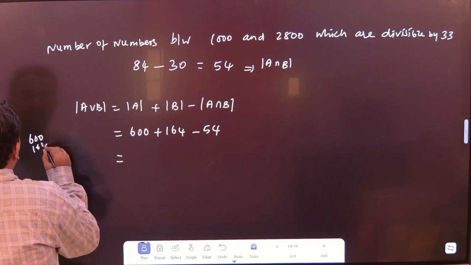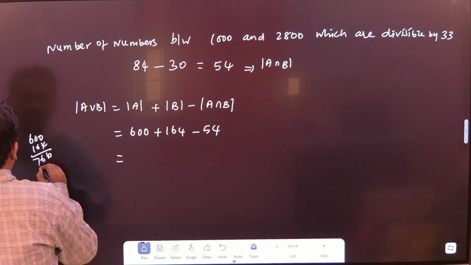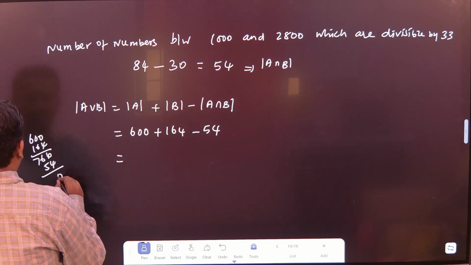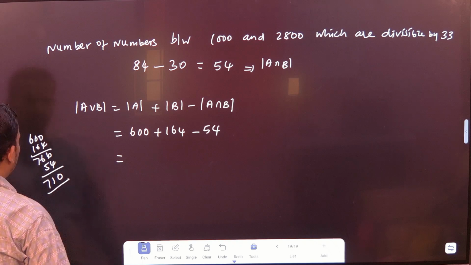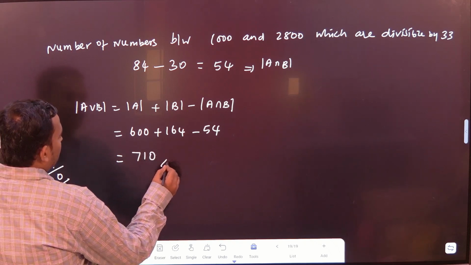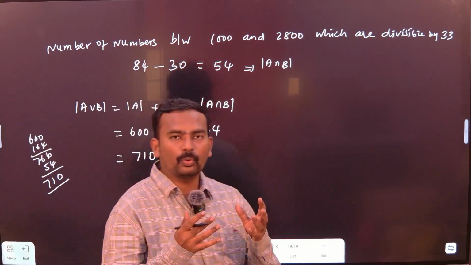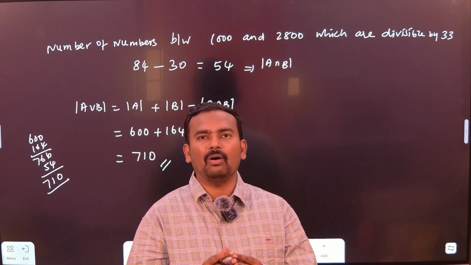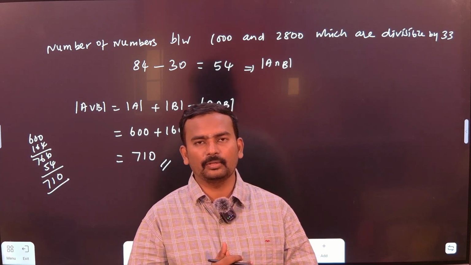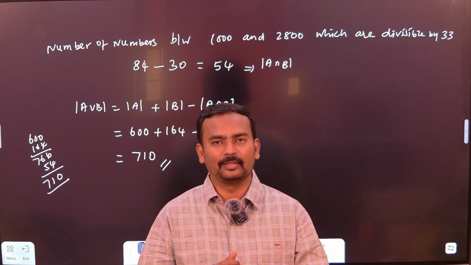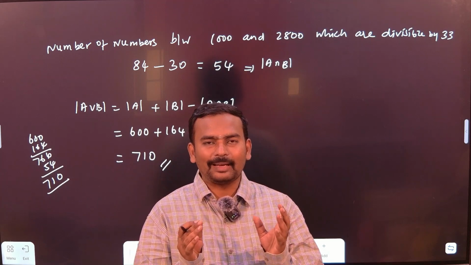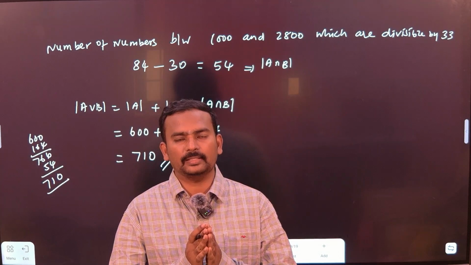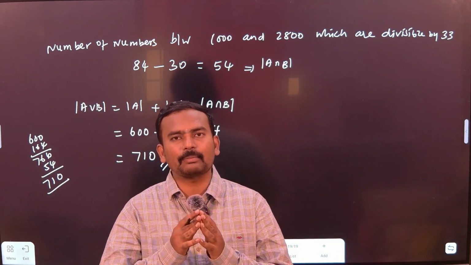600 plus 164 is 764. 764 minus 54, how much will it be? 710 is your answer. There are 710 four digit numbers which are either divisible by 3 or 11. Understood? Not multiples of 3 and 11. This way we can apply the principle of inclusion and exclusion, right? Inclusion means adding, exclusion means subtracting.